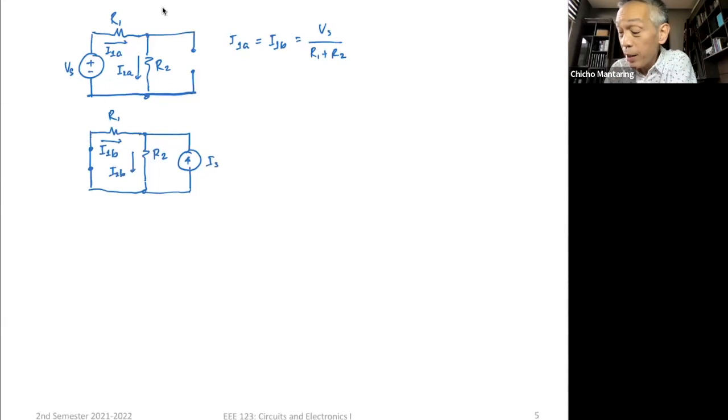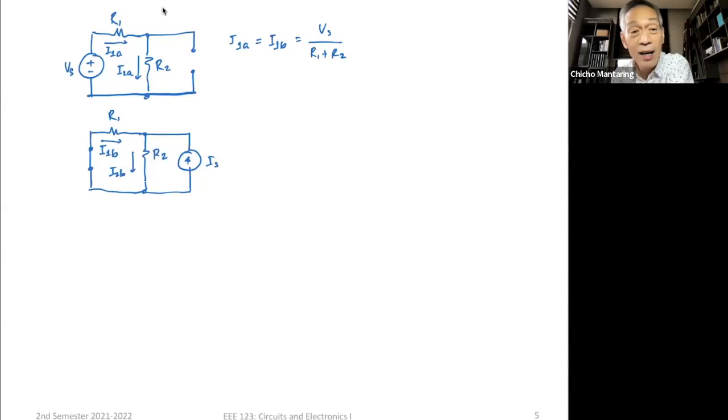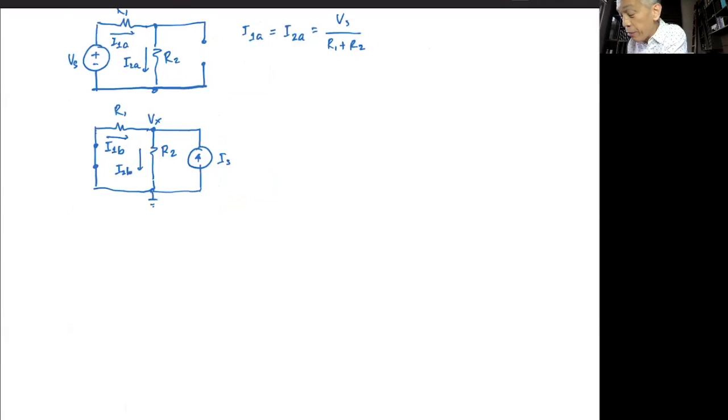How do I determine I1B and I2B? Any suggestions? Just shout it out. KCL, po. Yeah, you can do KCL. Any other suggestions? You can do KCL. So let's do it by KCL. You have I1B plus Is equal to I2B, or Is is equal to minus I1B plus I2B.